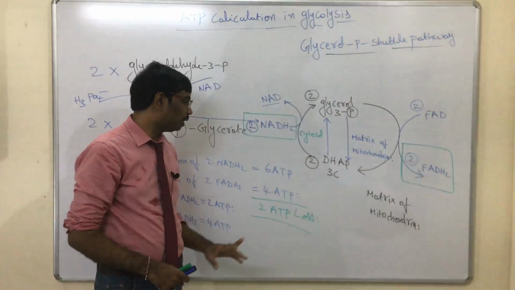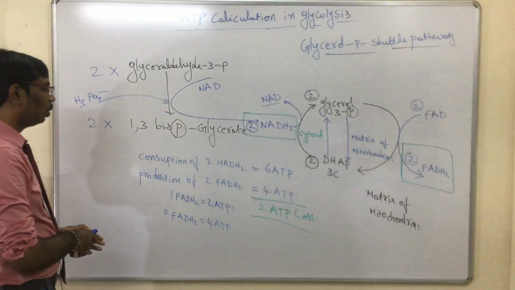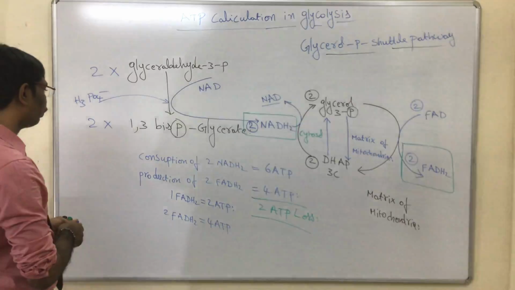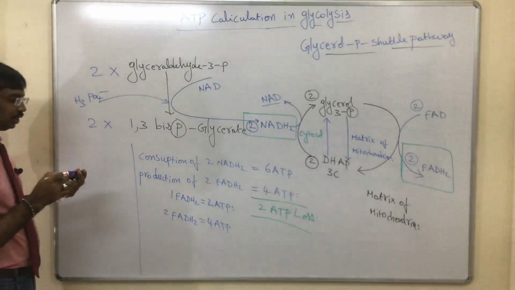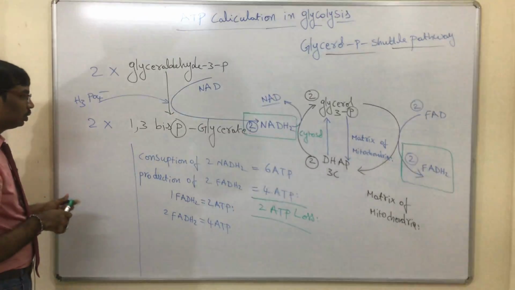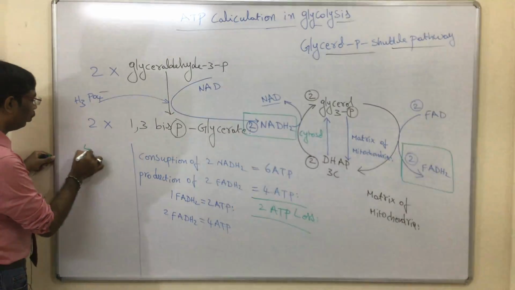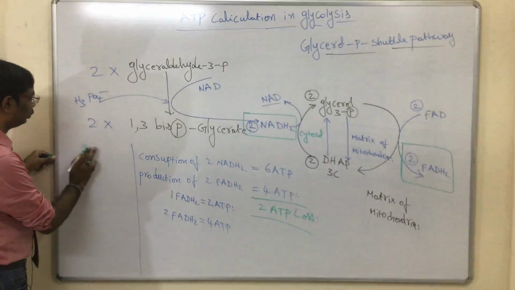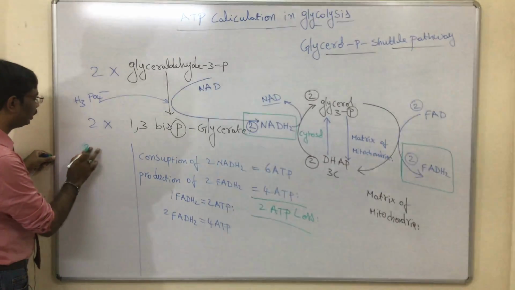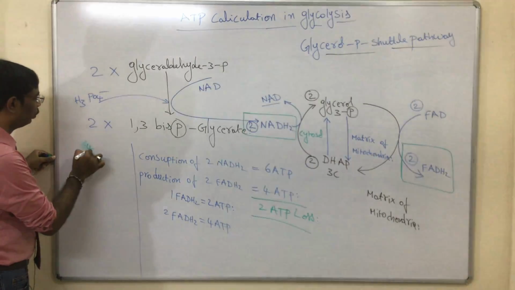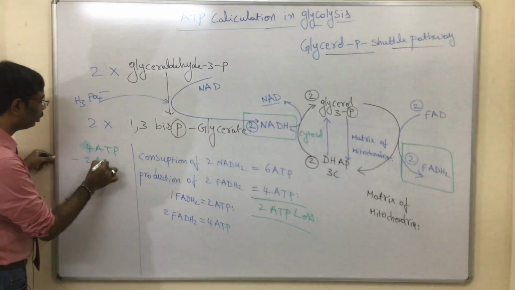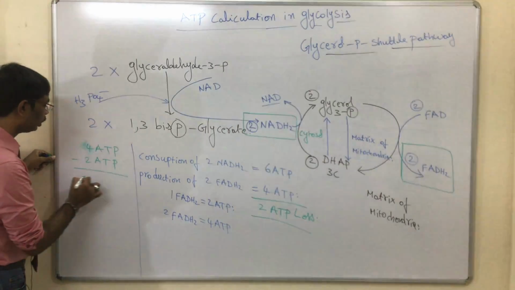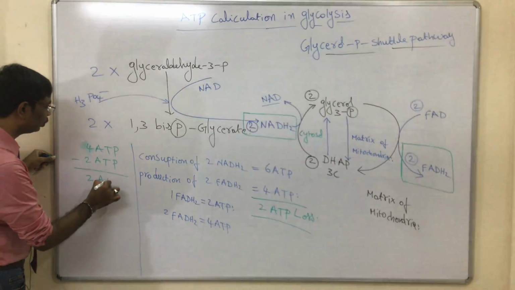So during the ATP calculation, how many ATPs if this glycerol phosphate shuttle pathway is present? If the pathway is present, then 4 ATPs produced minus 2 ATPs consumed, so 2 ATPs are directly synthesized. So the total ATPs is 2 ATP produced.